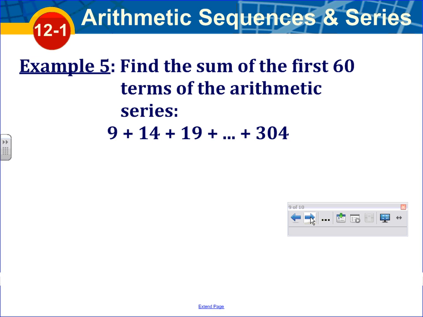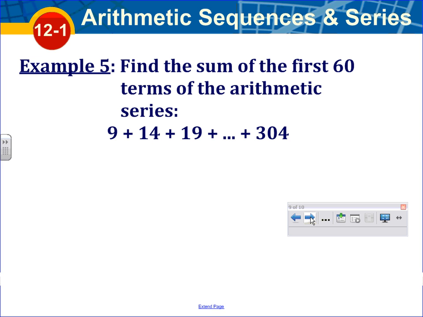Absolutely. Okay, so last example here. Example 5, find the sum of the first 60 terms. So we really haven't done any series yet. We've only done the sequences. So now we're doing a series. So we have this series, which starts at 9 and goes to 304, and we're going to add that up. So we're going to actually find the sum of it. We're going to add up all those numbers.